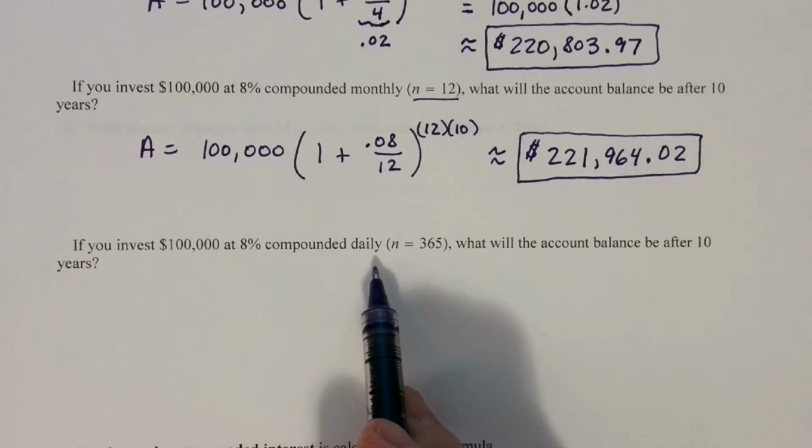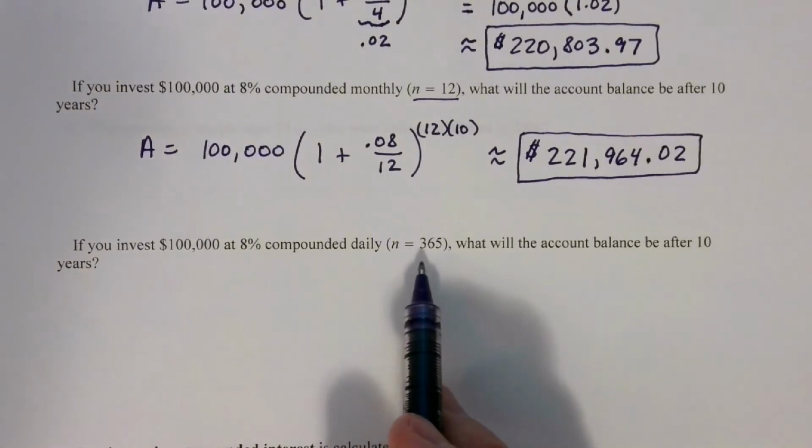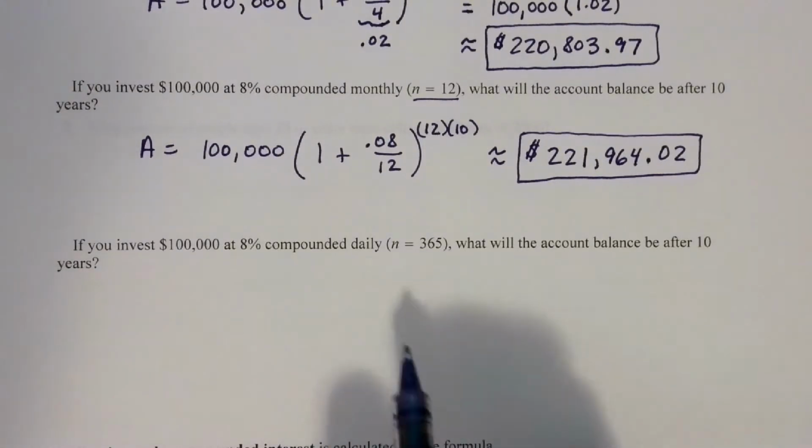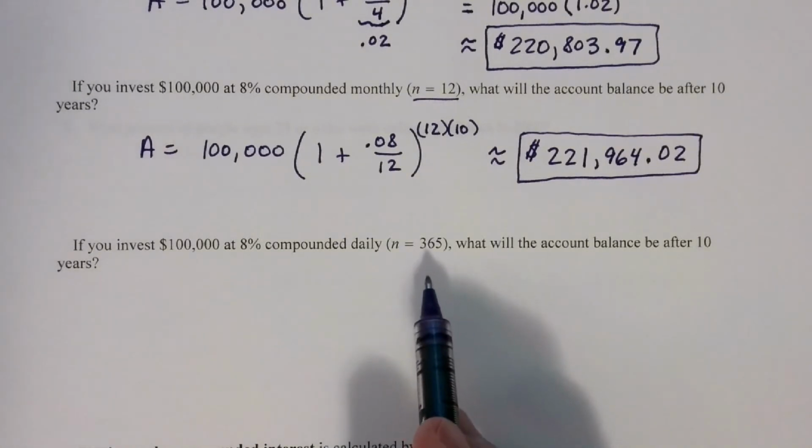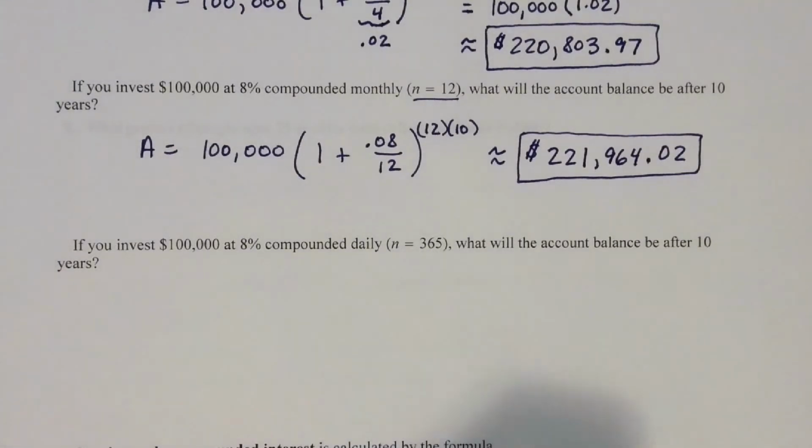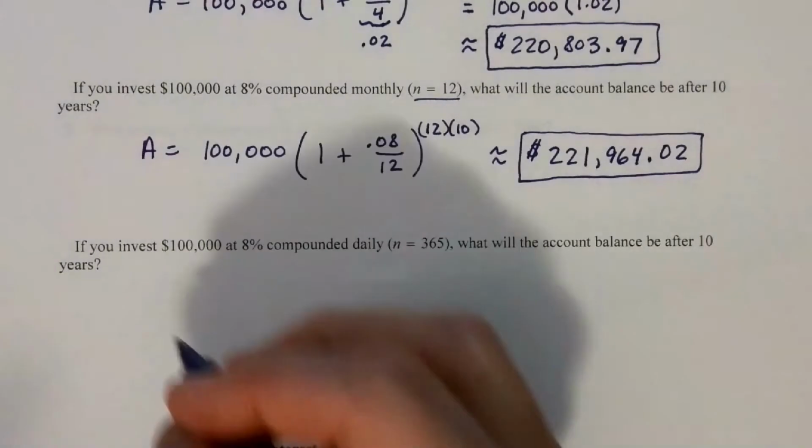Okay. Now I'm going to use n as 365. Sometimes bankers will use 360. There's 365.25 days in a year about, but we'll just do 365. Okay. Let's just do that.